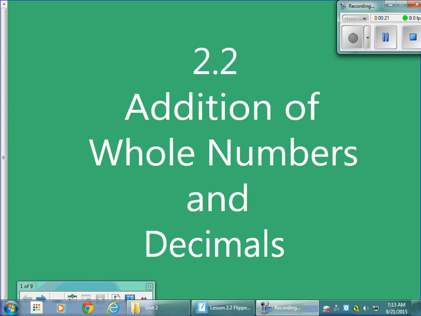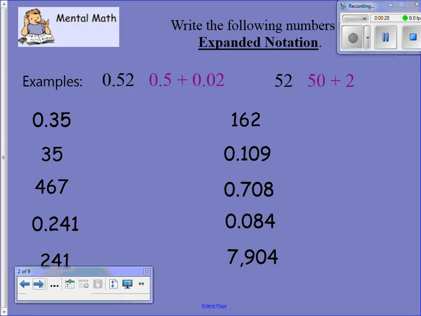All right, today we're gonna be working with addition of whole numbers and decimals. Before we get started with that though, we're gonna do a little bit of mental math. So if you have a sheet of scratch paper, go ahead and find one, and we're going to be working with finding expanded notation with these numbers. Take a look at our example here. All we're doing is we're taking this number right here, and we're breaking it down.